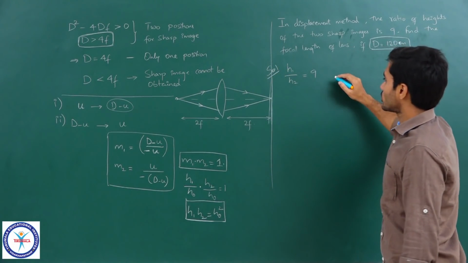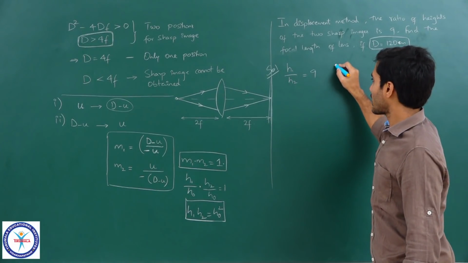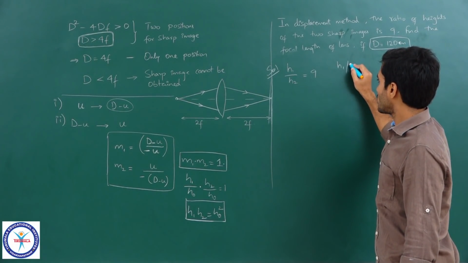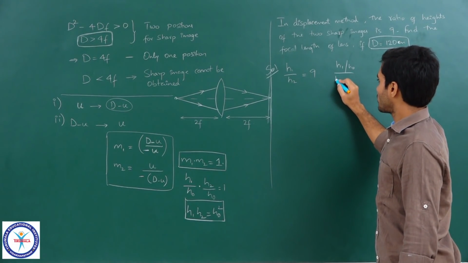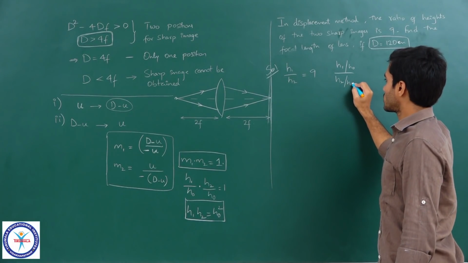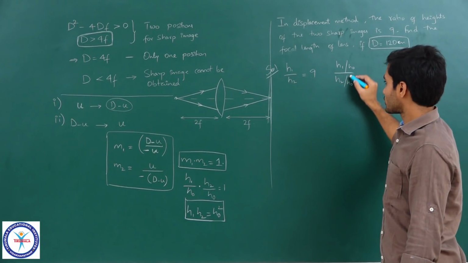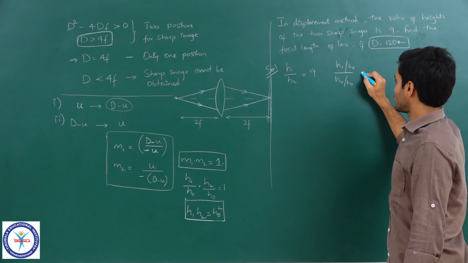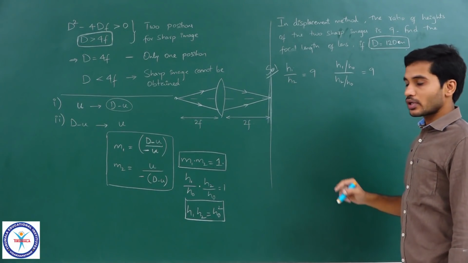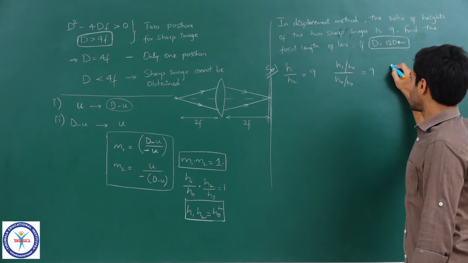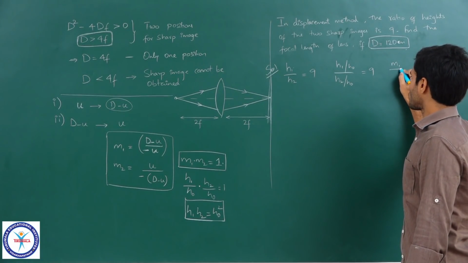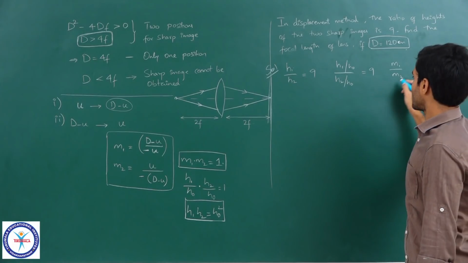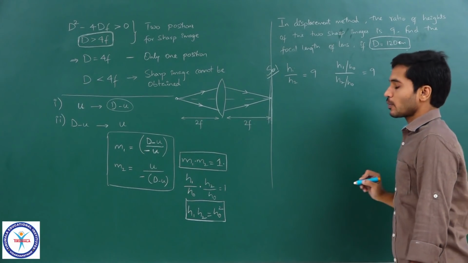We know that this expression can be understood as h1 by h object divided by h2 by h object. Can you write it like that? I am just dividing both numerator and denominator with h object. So, this is equal to 9. Now, what is h1 by h object? That is nothing but magnification 1 and this is magnification 2.